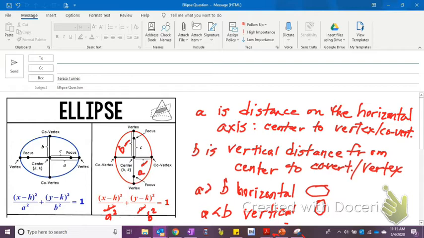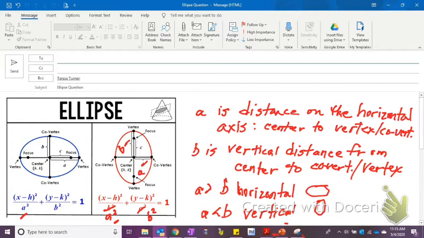I modified this drawing just to illustrate the way we've been teaching it. The A value that you see here and here represents the horizontal distance. If the ellipse is horizontal, it's the distance from the center to the vertex. If the ellipse is vertical, it's the distance from the center to the co-vertex. The B value represents the vertical distance from the center to either the co-vertices or the vertex.